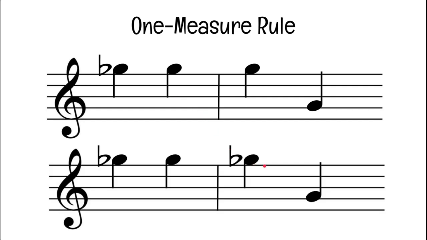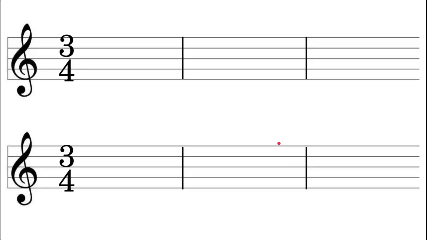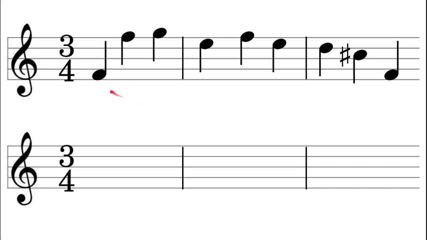Also, if this G is a G flat, then this G would not be a G flat because they're on different lines. So accidentals only apply to notes within the same measure and on the same line. Let's look at a more complicated version of utilizing accidentals. We have here a time signature of 3/4. And if we want to add an accidental to all the F's in here, it would look like this.